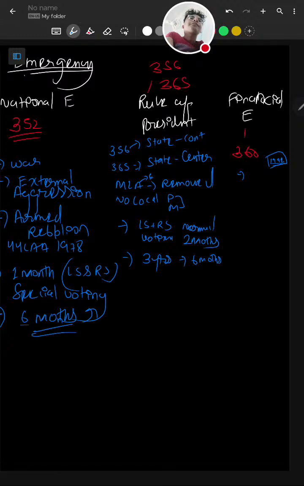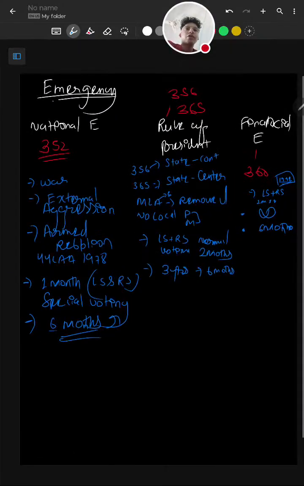Now the conditions are Lok Sabha plus Rajya Sabha, 2 months, simple majority voting, and an infinite period of time you could apply this, and a 6 month repetition period is there. So this is your whole emergency thing.